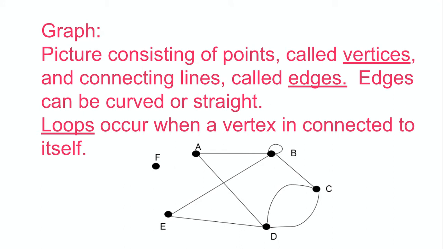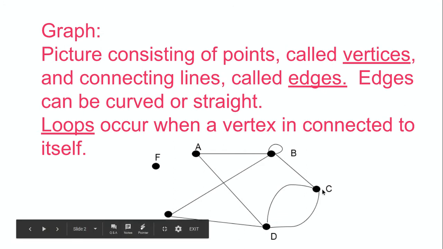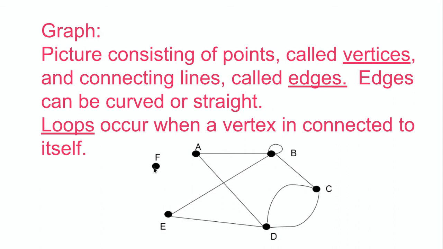This picture for your graph consists of points, and points are called vertices, and the lines connecting those vertices are called edges. Edges can be straight or curved or looped, like you see right here at B. This is a loop. It occurs when a vertex is connected back to itself. It's still an edge, but it is called a loop as well. So you see we have some straight edges and we have some curved edges. We have some vertices that are off to the side by themselves, and that's fine too. It's still a part of the graph.